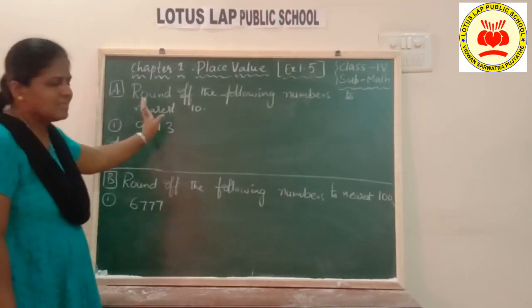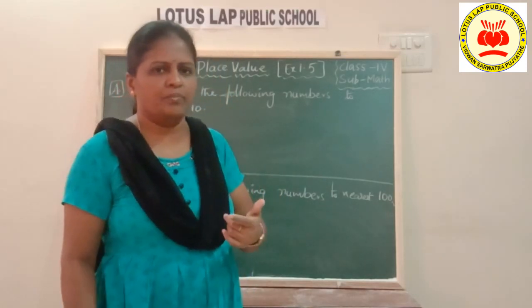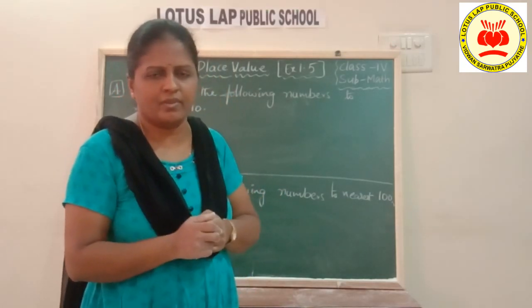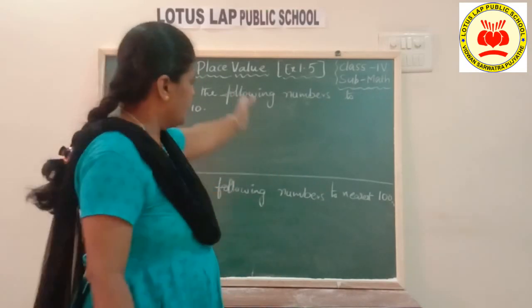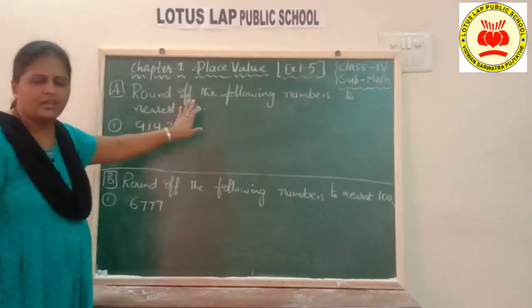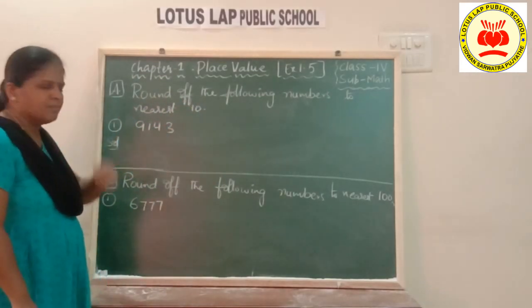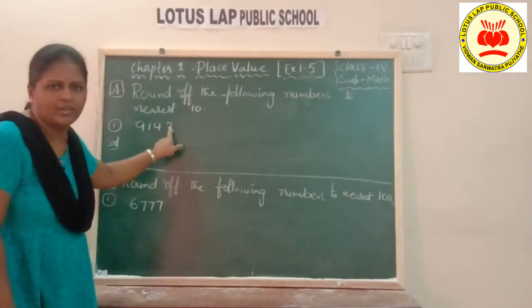Okay children, so let us start the exercise. I hope you understood the examples I have given for rounding off to tens, hundreds and thousands. So let us do the exercise now. The first bit is rounding off the following numbers to the nearest 10. So our given number is 9143, children.